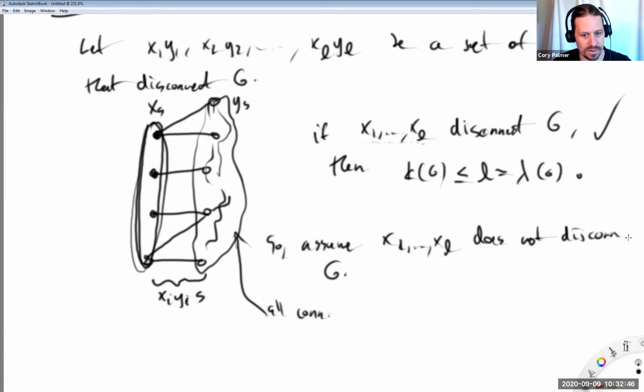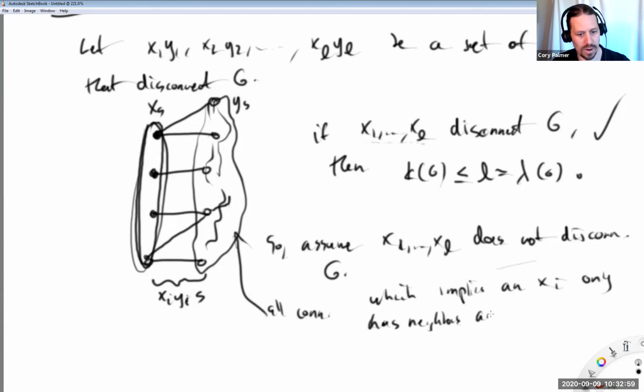Which implies an xi only has neighbors among the other xi's, and yes, exactly, all the yi's and all the xi's among the other xi's and y. Okay. Yeah, there's a problem here. We need to figure this out.